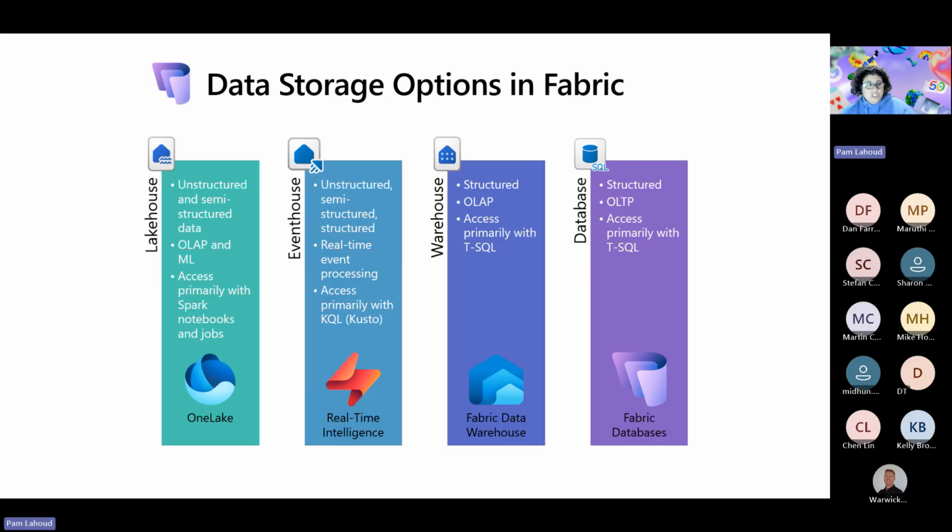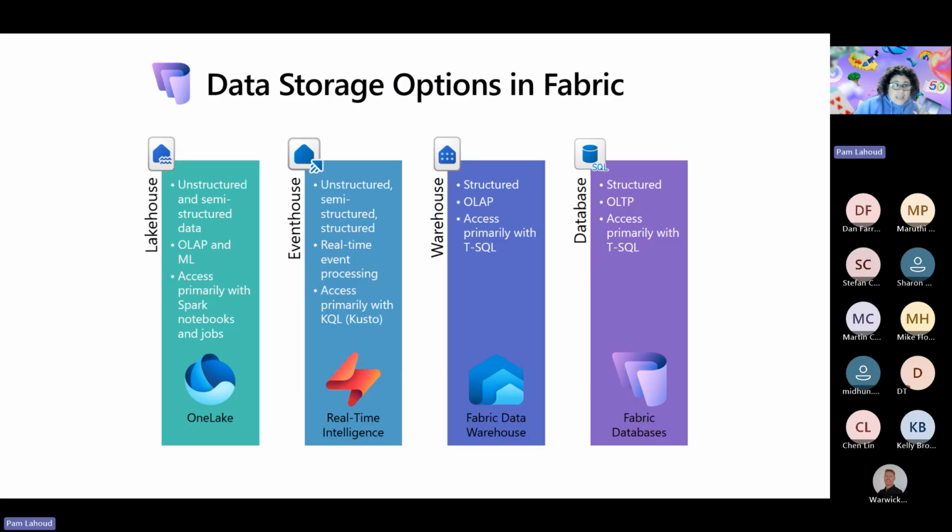So if you just want to do Spark jobs and notebooks and do some machine learning on your data, especially if it's unstructured data, you can just put it into a lakehouse and operate directly on the lake itself, on the Delta files. So that's what lakehouses are great for.